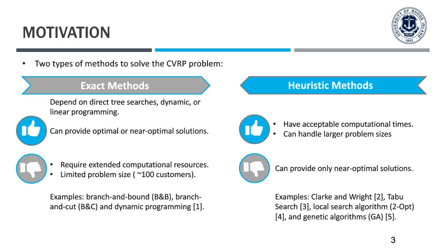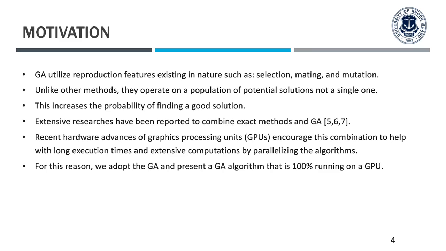So why did we specifically select the genetic algorithm for our approach? GA utilizes reproduction features existing in nature, such as selection, mating, and mutation. Unlike other methods, they operate on a population of potential solutions, not a single one, which increases the probability of finding a good solution.